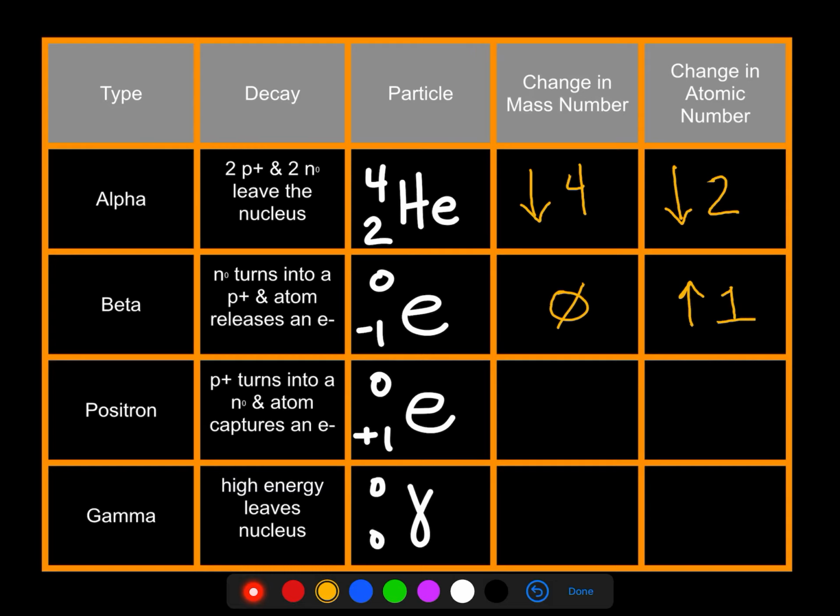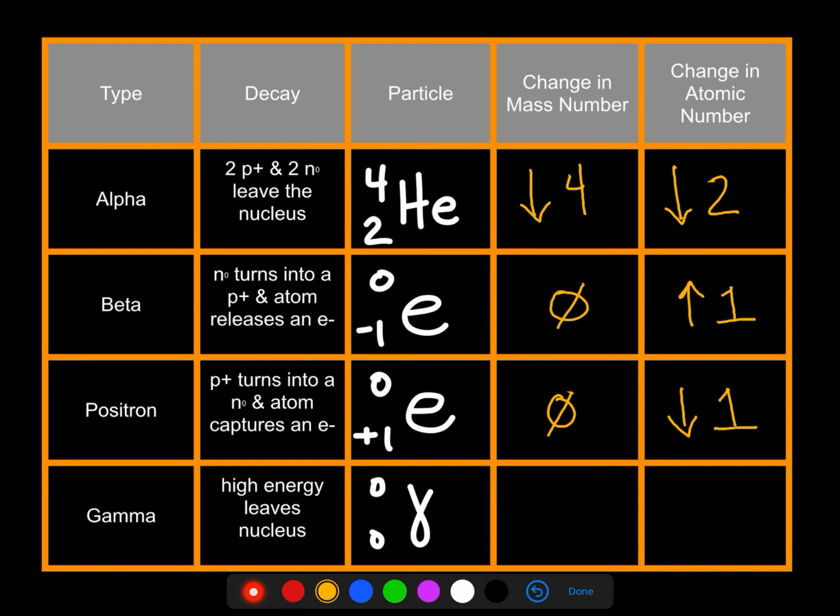Positron is actually the opposite of that, so that's where a proton is turning into neutron and an electron. Again, the electron will leave the nucleus, it can't stay there. Mass doesn't change because protons and neutrons are equivalent in their mass, but we're going to reduce our atomic number by 1.